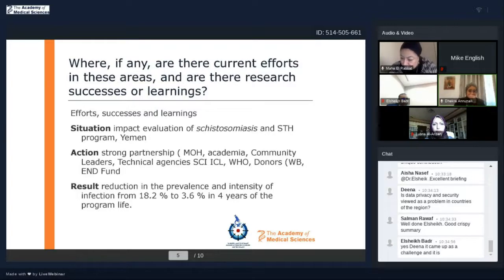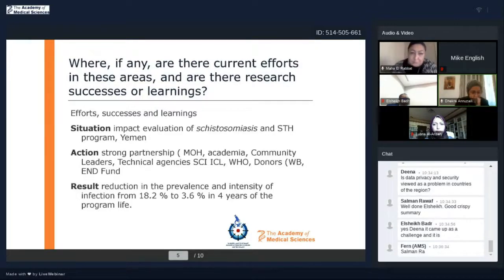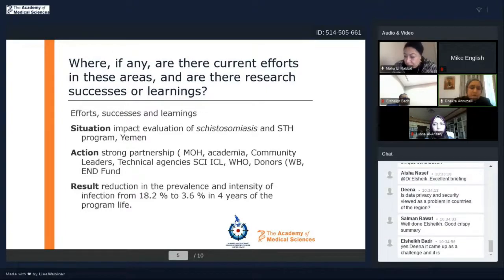As Professor Richard mentioned, and Professor Jardali, we have to look at the filled half of the glass. Having said all that about barriers and challenges, we still have some success stories. I have the privilege to mention one success story in the most humanitarian context of Yemen, which was one of the impact evaluation studies on one of the programs supported by donors like the World Bank and the END Fund.